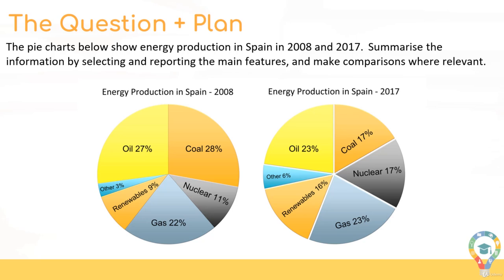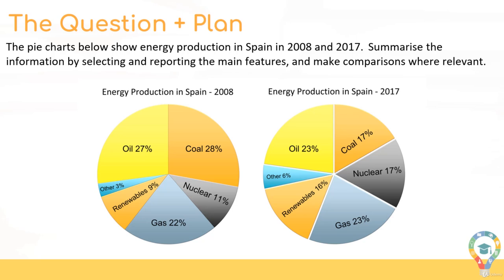So before I even start writing a plan, I'm just going to spend a minute looking over the data. On the left, we have a pie chart which is energy production in Spain for 2008. On the right, we have the same information but for the year 2017. In 2008, I can very quickly see that oil and coal make over 50% of energy production. Gas is at 22% and not quite as important, we have renewables, nuclear and other.